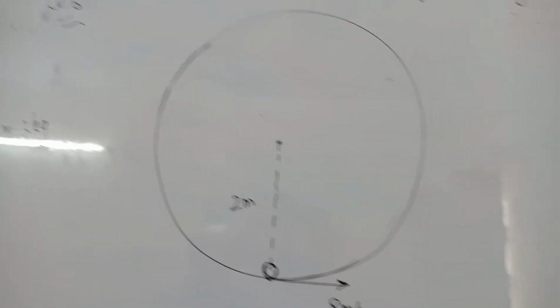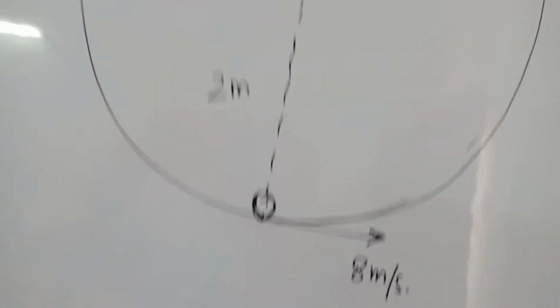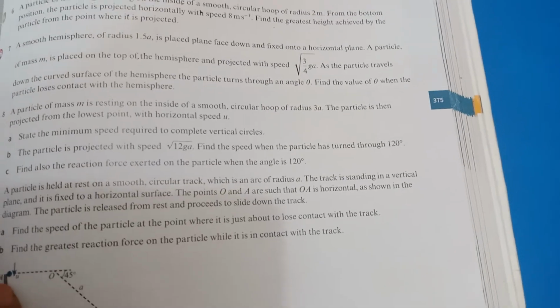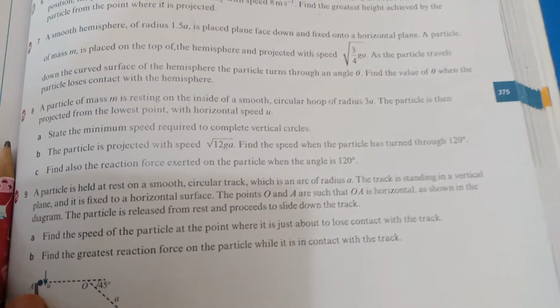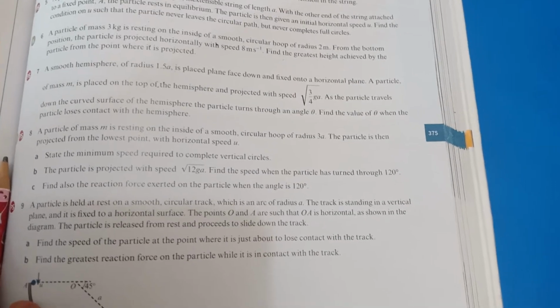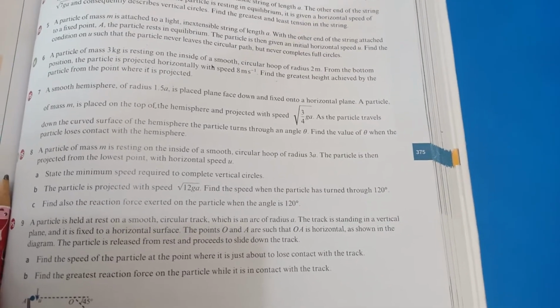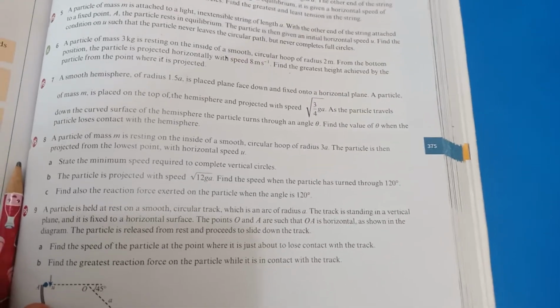Now the question says there is a particle of mass 3 kg. It is resting inside of a smooth circular hoop of radius 2 meters. The particle is projected horizontally with the speed 8 meter per second. Find the greatest height achieved by the particle from the point where it is projected.